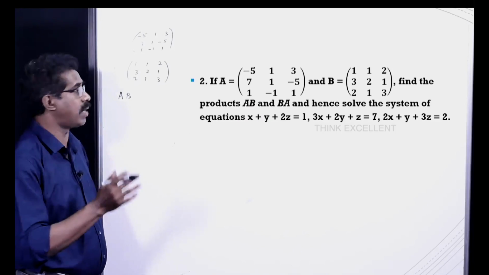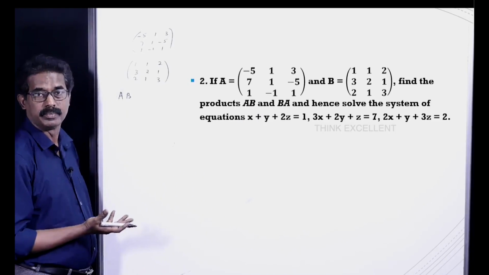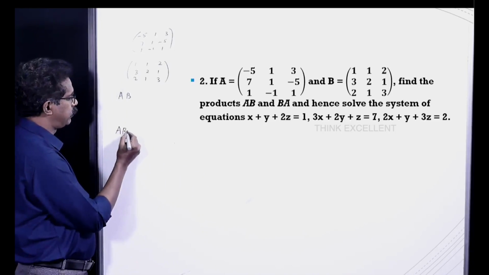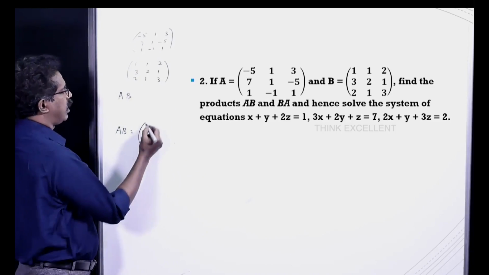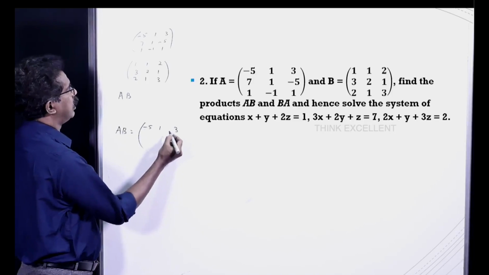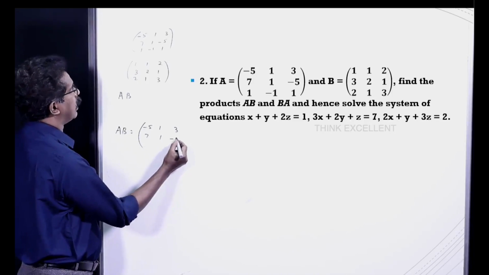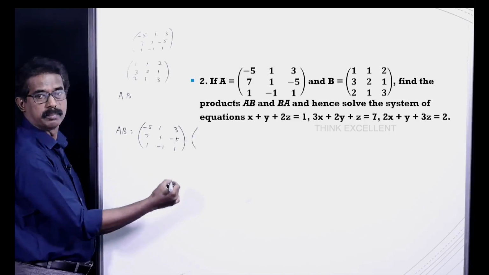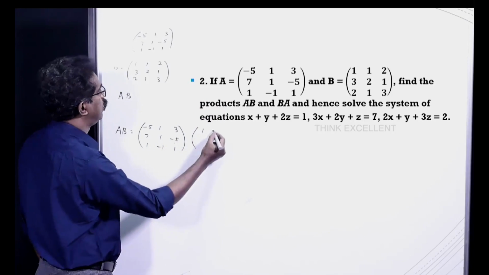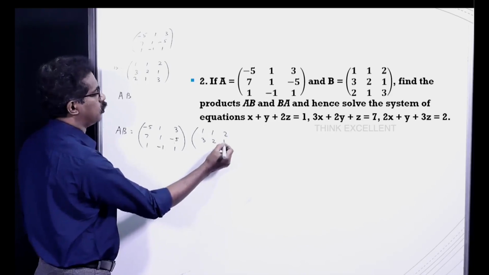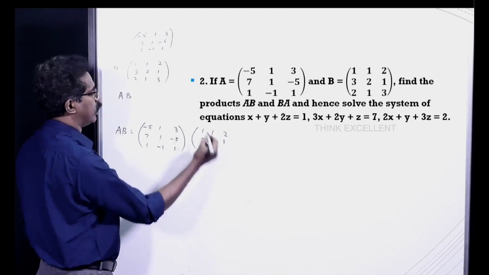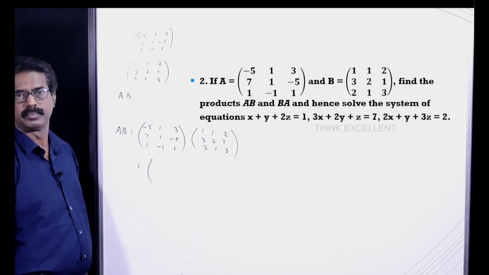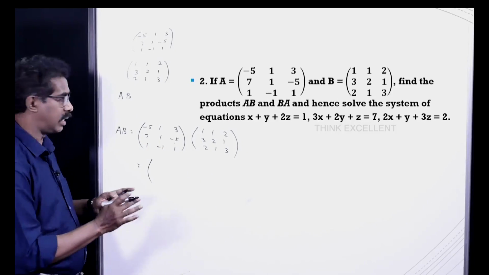Some of you may have doubt in finding AB, so in a few steps I will help you. Please listen. How can you find AB? What is A? -5, 1, 3, 7, 1, -5, 1, -1, 1. A into B. B is given as 1, 1, 2, 3, 2, 1, 2, 1, 3. Listen how to multiply. Already studied, but still, if you have doubt, you can listen.